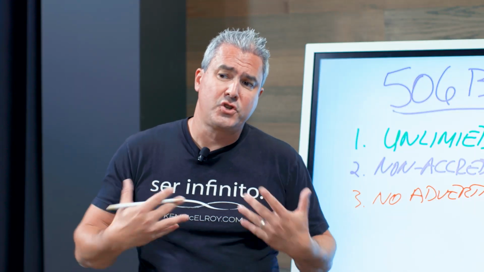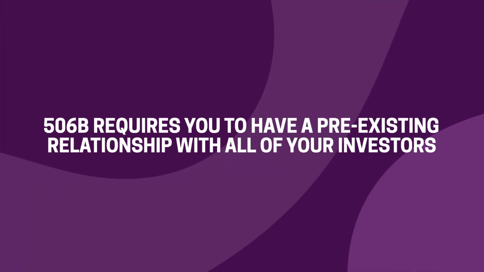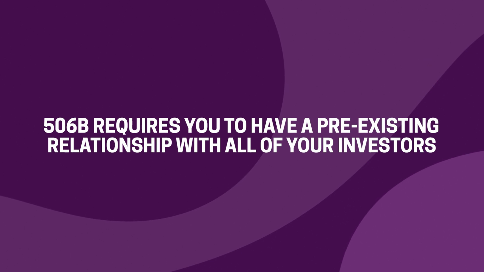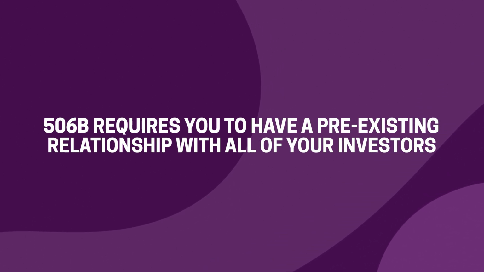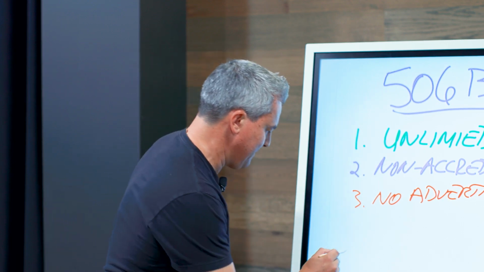Generally speaking, in order to show that you're not advertising, you have to have what we call a pre-existing substantive relationship. And we've talked about that in one of the other videos, and it's one of the biggest mistakes I think these days a lot of syndicators are making. So we're going to talk about it in another video, but that's another big thing about 506B.